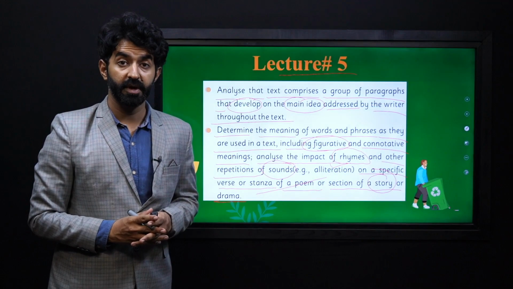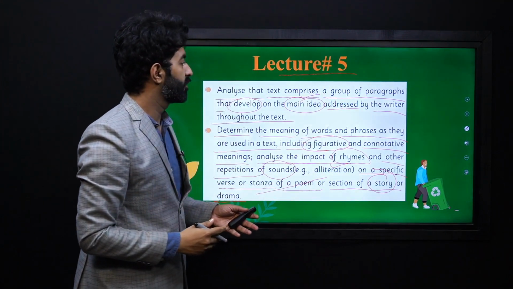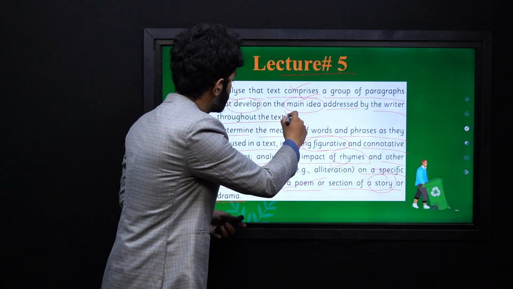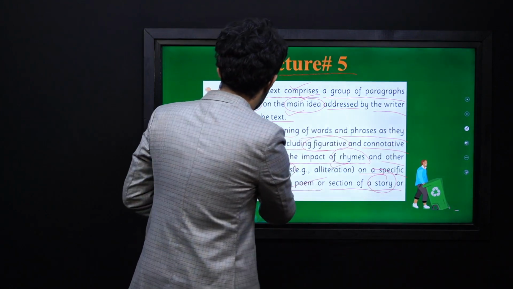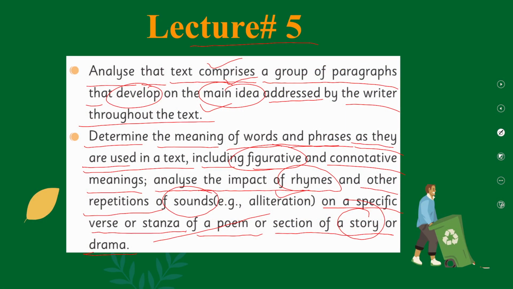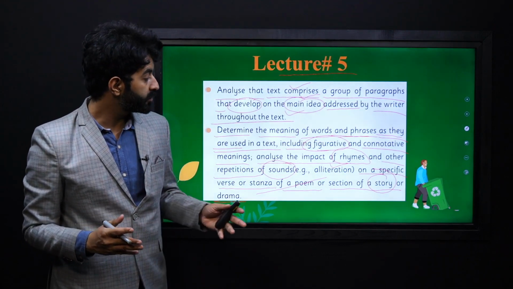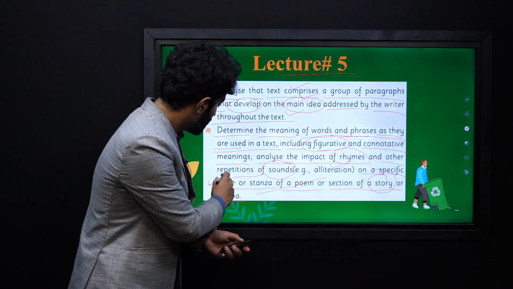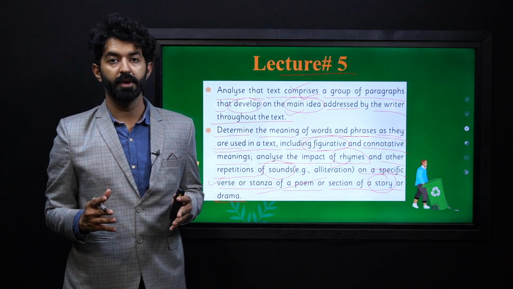So, my dear learners, we will cover a lot of things in these two SLOs that are catering the same thing. We will be seeing that a text comprises different paragraphs, and we will be looking at the main idea addressed by the writers throughout the text. Now, we will also be seeing how meaning of words and phrases are used in a text, including figurative and connotative meanings. So these are the two different kinds of meanings we will be seeing, and also we will be seeing how in poetry or in poems we will be seeing rhymes and other repetitions of sounds like a literary device, alliteration, and also we will be learning how to read the verse or stanza of a poem or any section of a story or a poem. So we will be covering all these things in our lecture.